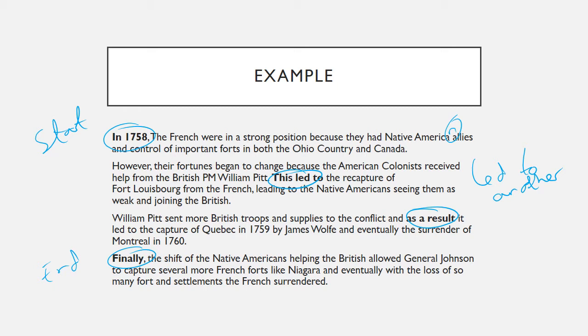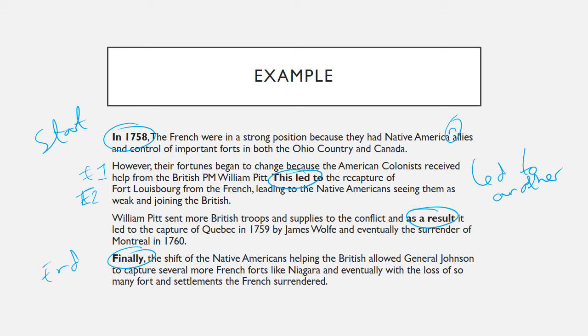However, their fortunes began to change because the American colonists received help from the British Prime Minister William Pitt. Notice how that's the extra bit of information I've added in. This led to the recapture of Fort Louisbourg from the French, leading to the Native Americans seeing them as weak and joining the British. So it's saying how event 1 has led to event 2. The reorganisation of the British has led to the Native Americans joining the British.